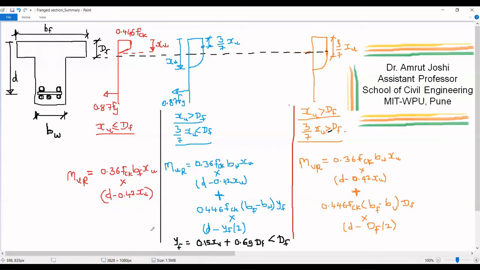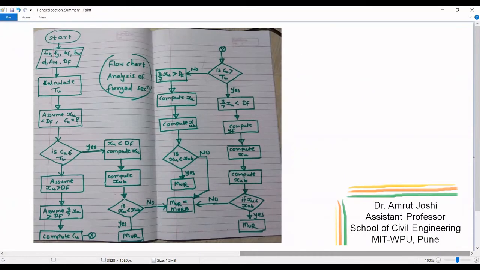So this was the summary of expressions that we use to compute moment of resistance of a flange section, depending upon in which of these three cases the section falls. Now let us look at the flow chart for analyzing a flange section for its moment of resistance. The flow chart is going to look something like this.